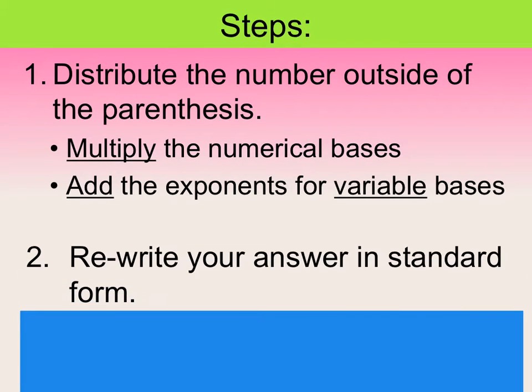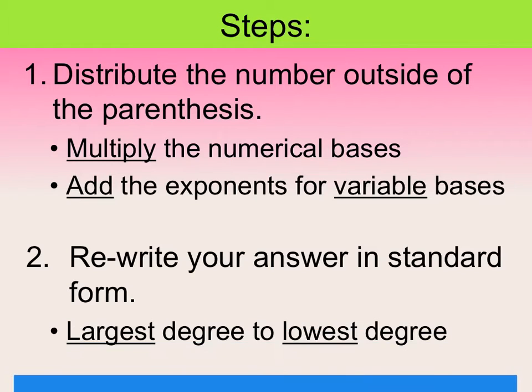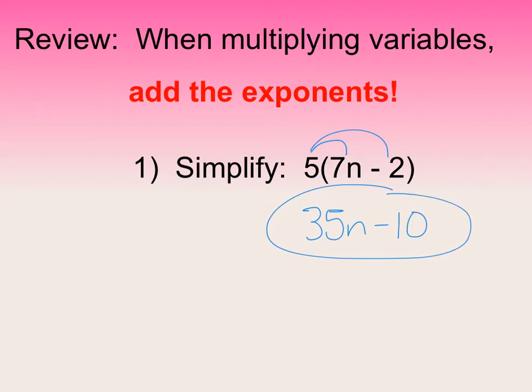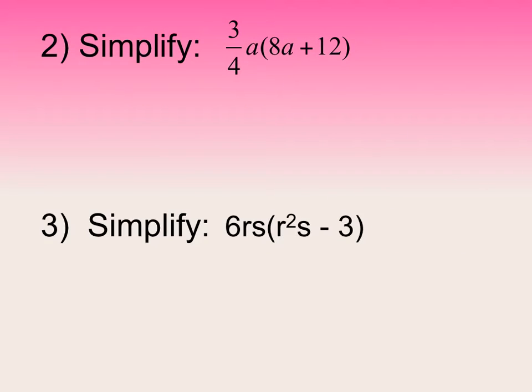Step 2, rewrite your answer in standard form. Standard form would be your largest degree to lowest degree like we just looked at. So we'll start with a really, really easy one since this is just plain distributive property. This will be 5 times 7n, which is 35n. This is no different than earlier this year. And 5 times negative 2, negative 10. Final answer done.